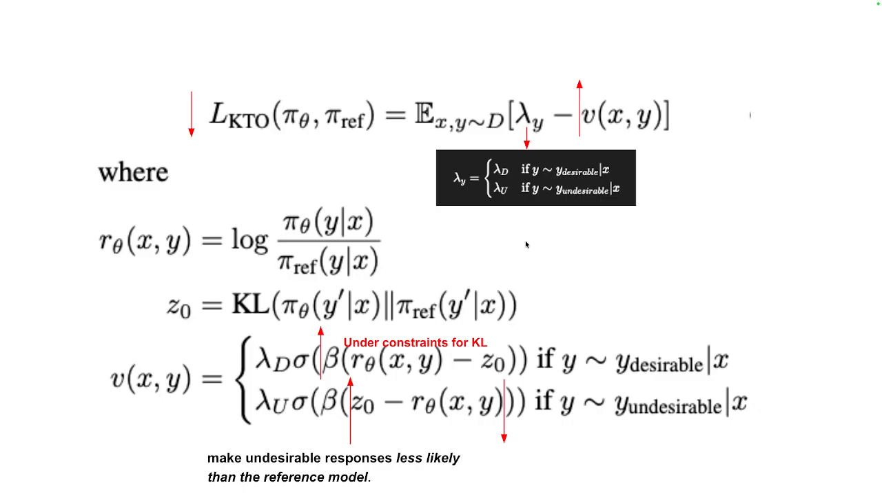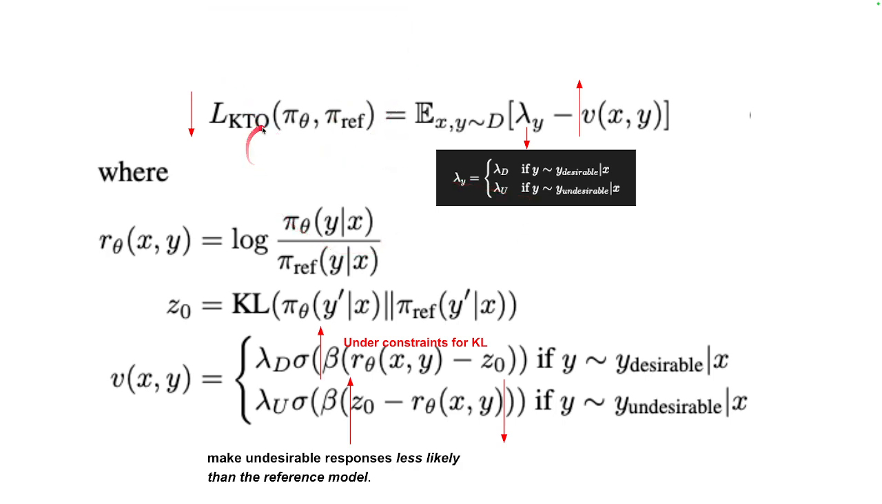So in preference data, if the model is producing better and better outcomes, we don't want our model to change too much, because we are not getting a lot of utility from it. But if a model is doing worse and worse, we want to penalize our model really fast. We don't want it to go that much worse. So that's how prospect theory lines up with KTO.